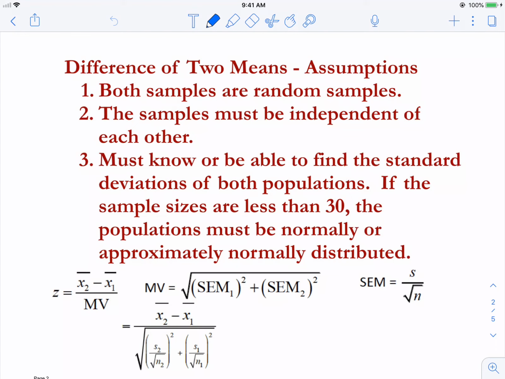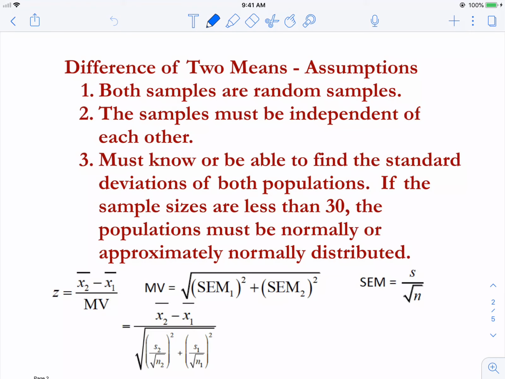Our third assumption is that we must know or be able to find the standard deviations of both populations. Okay, if the sample sizes are less than 30, those populations need to be normal or approximately normally distributed. If they are less than 30, we should really use a different test, which is a t-test, which we might take a look at a little bit in the future here.